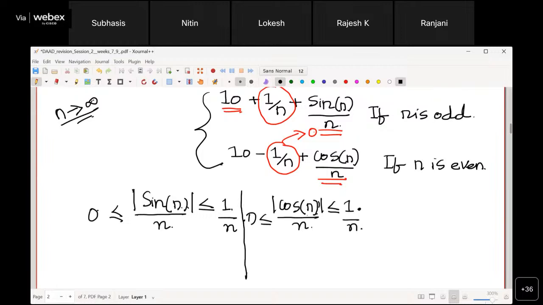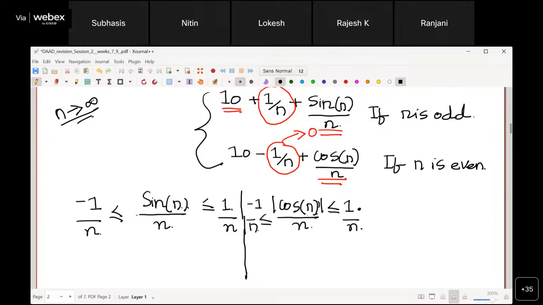Is there any doubt till now? Only the absolute value, right? So this is positive. And if you don't want to take the absolute value, it doesn't matter. Instead of that, you need to take -1 on both sides.